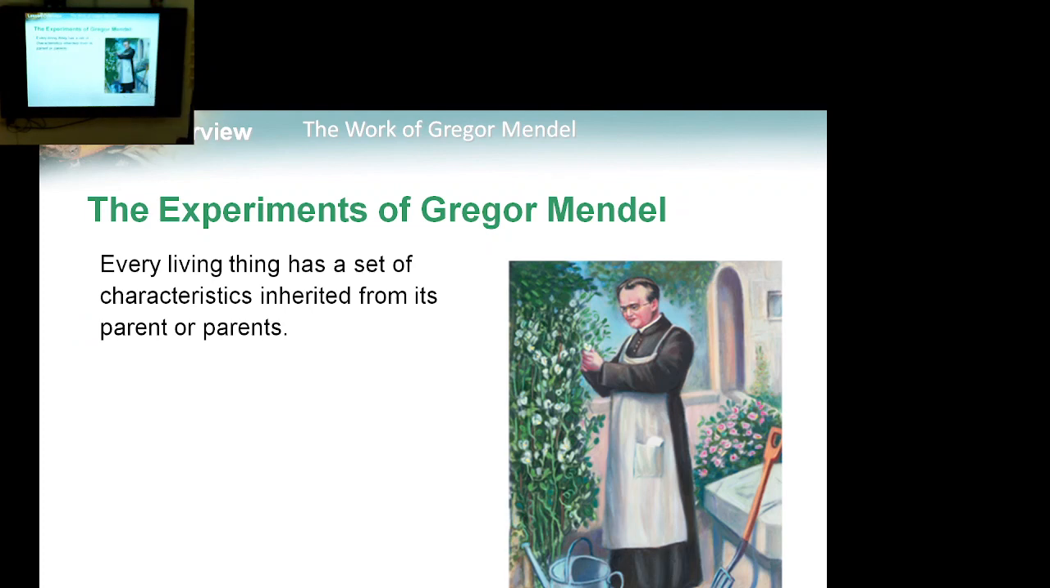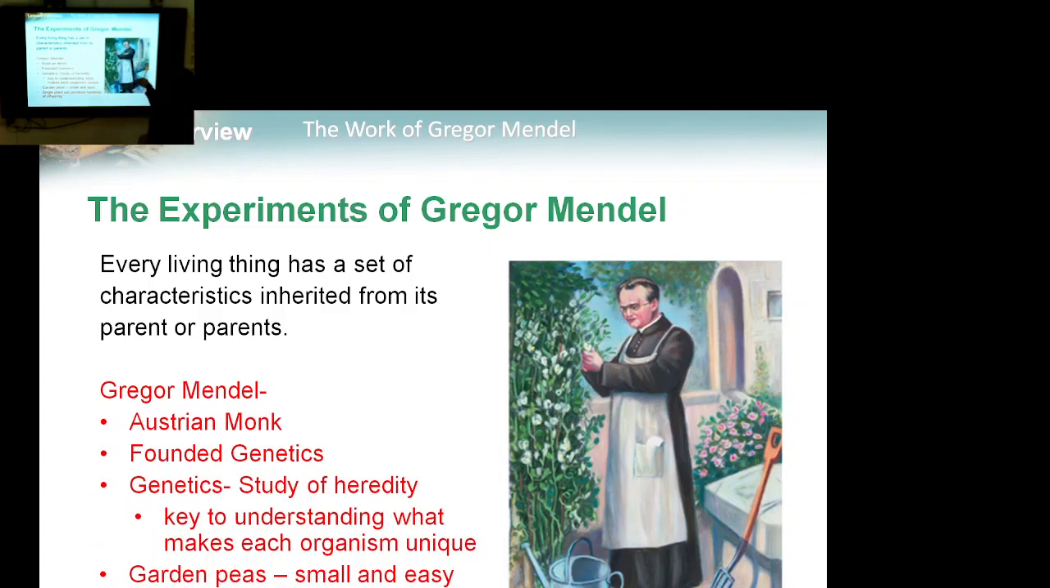Every living thing has a set of characteristics inherited from one parent or two parents. Gregor Mendel, an Austrian monk, founded genetics, and he studied heredity, which is the key to understanding what makes each organism unique. He worked with garden peas, which are small and easy to grow, and a single plant can produce hundreds of offspring.